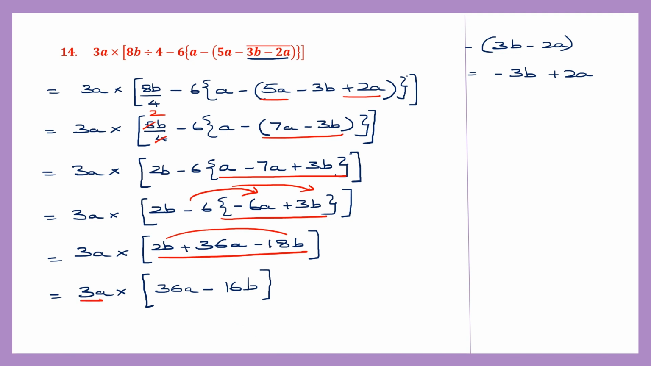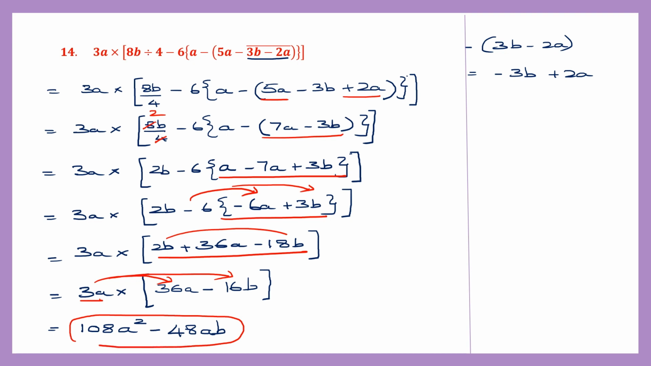So first multiply 3a into 36a. It's multiplication here, isn't it? So 36 into 3 is 108. So we have multiplied the numbers. It's 108. Now a into a is a square. Then we multiply 3a into minus 16b. The sign is minus. 16 3s are 48. A into b is ab. So we have a final answer here: 108a square minus 48ab.